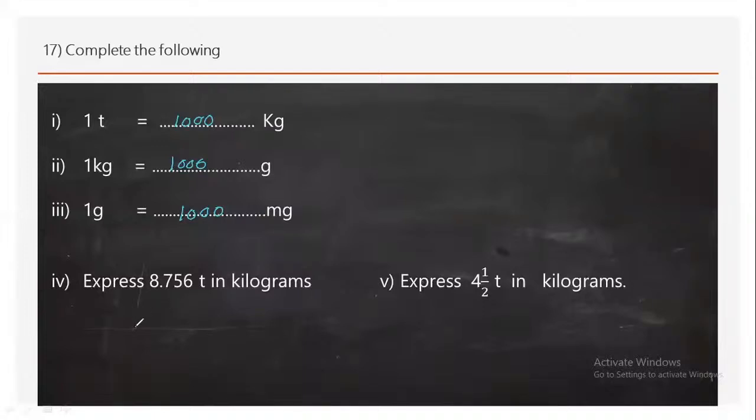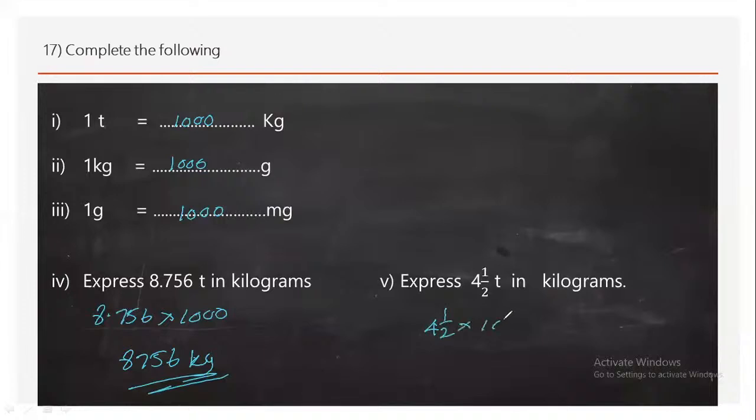When we are converting this to kilogram, you have to multiply by 1000. 8.756 into 1000 is 8756 kilogram. Straightaway we can say 4.5 ton is 4500 kilogram, right? 4.5 into 1000. 9 over 2 into 1000 means 4500 kilogram.